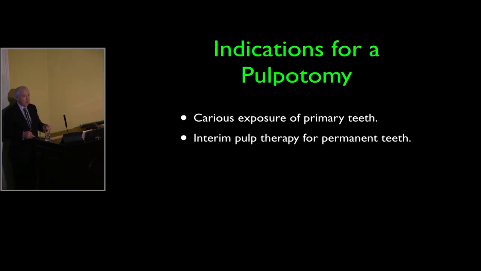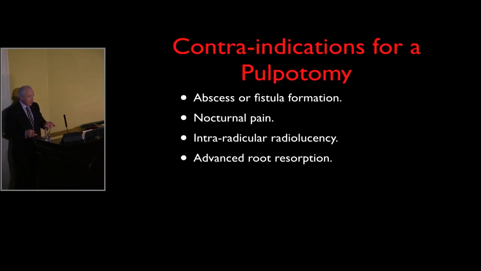Now the indications for a pulpotomy are carious exposure of primary teeth or as interim pulp therapy for permanent teeth. So those are your two options. But probably the most important things are the contraindications. And the contraindications are if there's an abscess present, if there's nocturnal pain, because that's been shown to be consistent with inflammation that has already gone down into the radicular portion. If there's an intraradicular radiolucency, or if there's advanced root resorption.